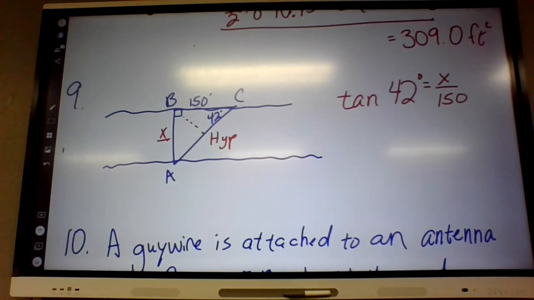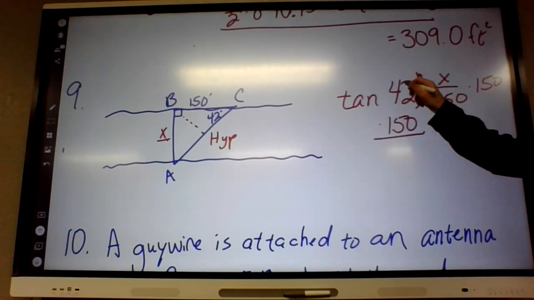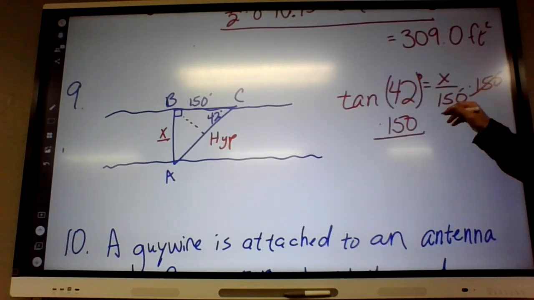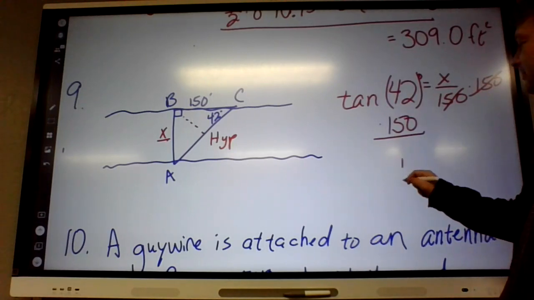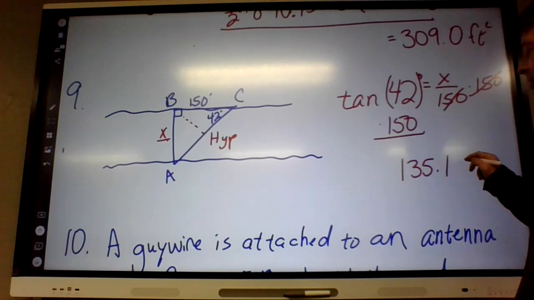So what do we plug in our calculator then? You multiply. Times 150. Wait, 150 times 42 or tangent of 42? Tangent of 42. 135.1. Yeah. I guess this would be feet.